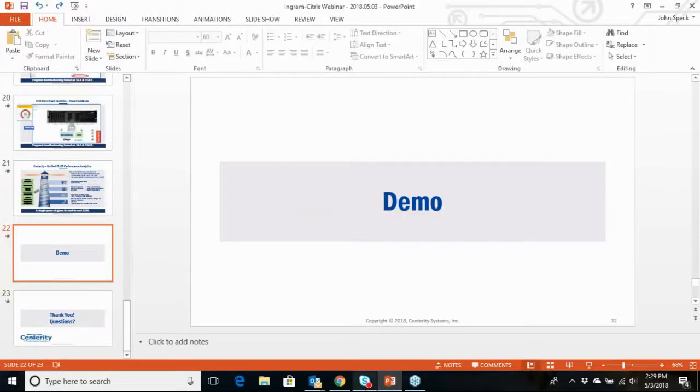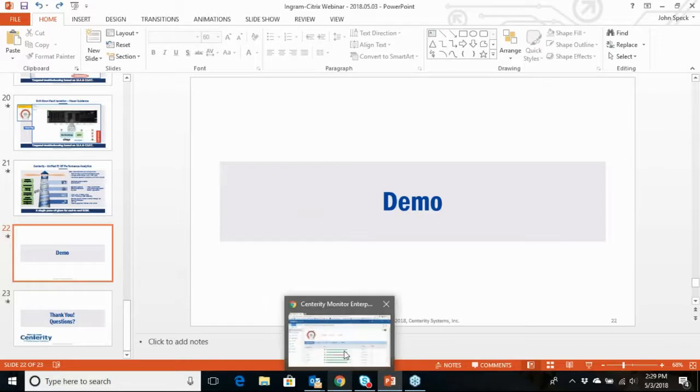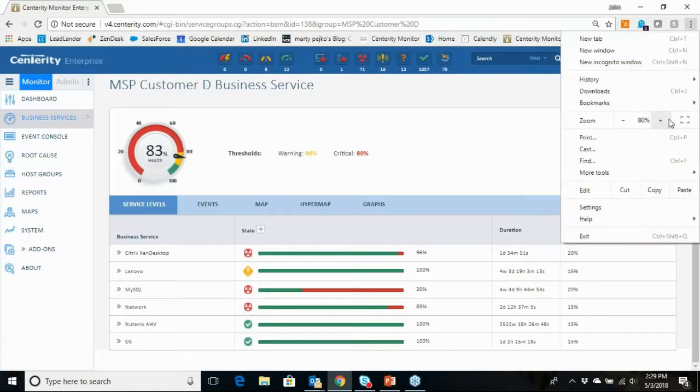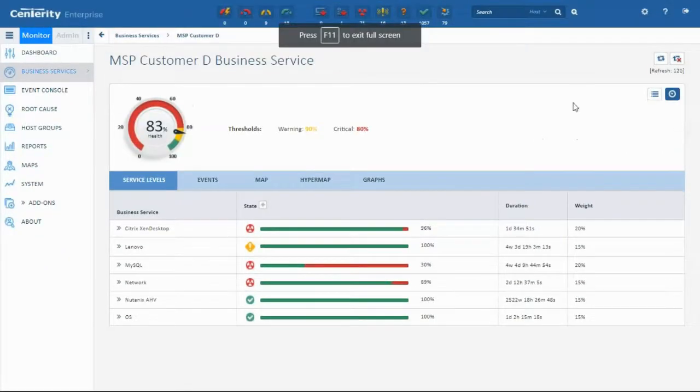I'm going to quickly take you through the platform. Now, this is not designed to give you an overall walkthrough of the solution, just a follow-on to what John showed you, and to show you how we can use business service management to help you get to alerts and get to the heart of issues faster.